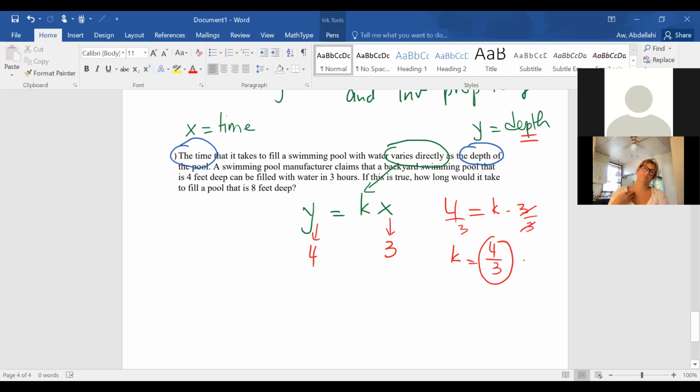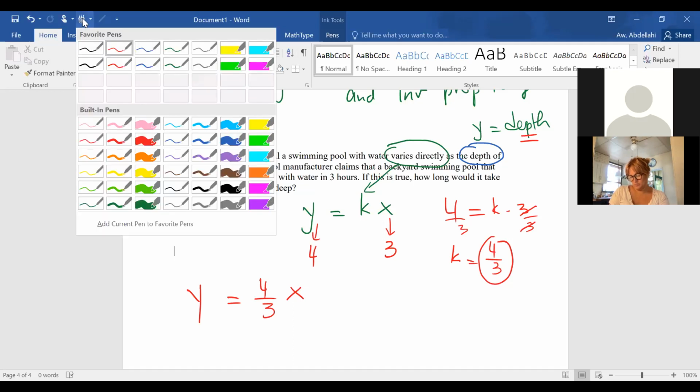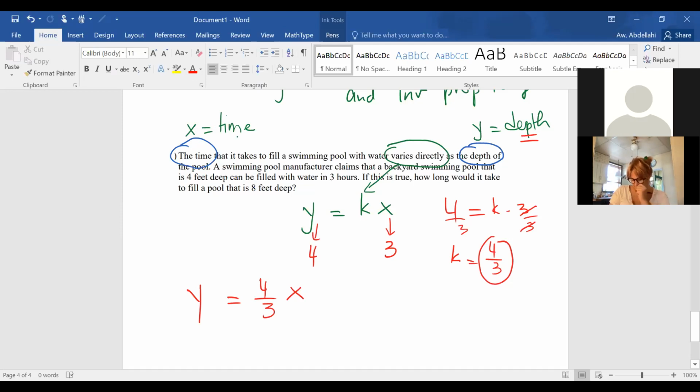All right? So now that you know that, we ask: how long would it take to fill a pool that is 8 feet deep? So we have Y is equal to 4 over 3 times X. All right? So now, to answer the question, 8 feet represents the value of what variable? Y and X. 8 feet represents what? X? No, remember, X is the time. Oh, okay. You see, 8 feet represents what?